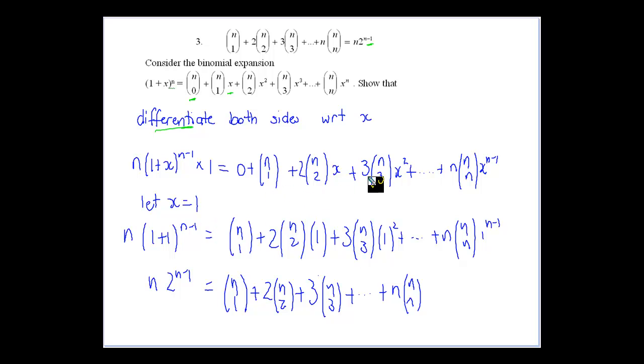And because there's no x's there, how do we get rid of the x? Well, again, the 2 is a little bit of a hint there. So if we let x be equal to 1, we get the 1 + 1 there, which gives us 2 to the power of n minus 1. And we put 1 in for x, 1 in for x squared, and again, like we've had before, 1 to the power of any number is going to be 1.